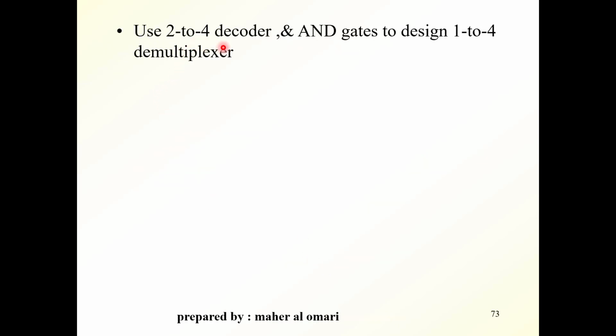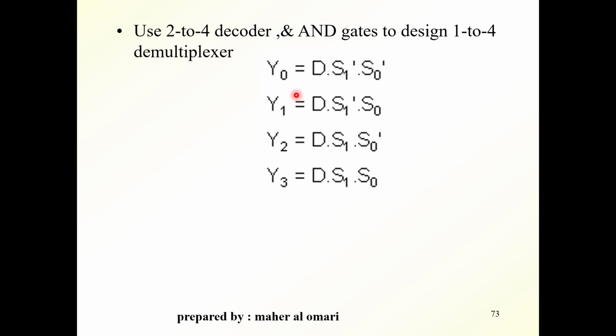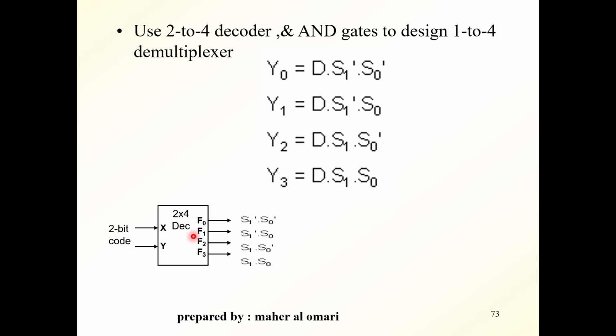Use 2 to 4 decoder and AND gates to design a 1 to 4 demultiplexer. Remember the equations for the demultiplexer. The output of the demultiplexer is equal to the input D ANDed with S0 bar, S1 bar. And Y1 is equal to this, Y2 is equal to this, Y3 is equal to this. So what we need is a 2 to 4 decoder, and these are the outputs. Here, take this output and AND it with D. Connect it to an AND gate with the input D. The same with this, the same with this, the same with this.